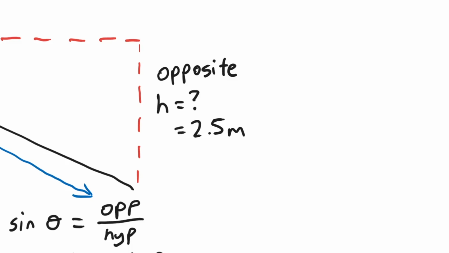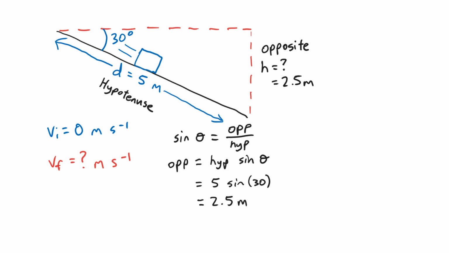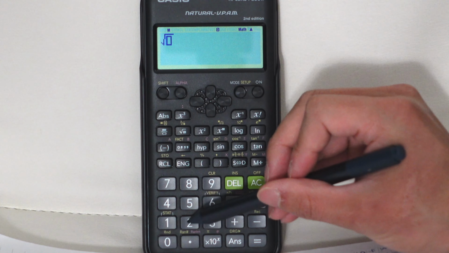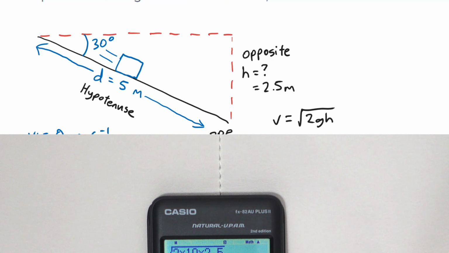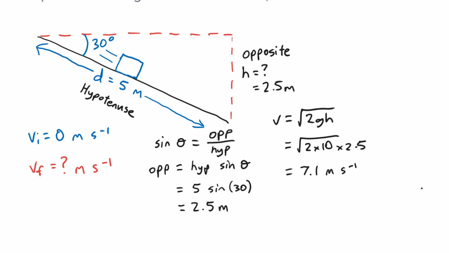Now we can use the same equation as before to find the final velocity using height. V is equal to the square root of 2 times g times h. We put in the numbers, square root of 2 times 10 times 2.5, then we get an answer of 7.1 meters per second, rounded to 2 significant figures.